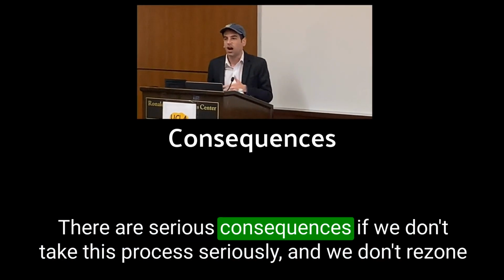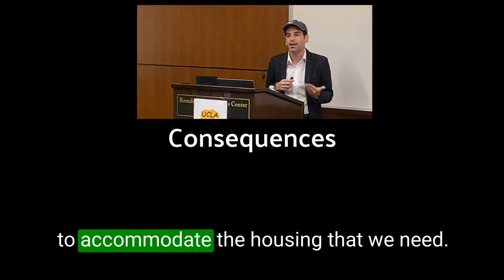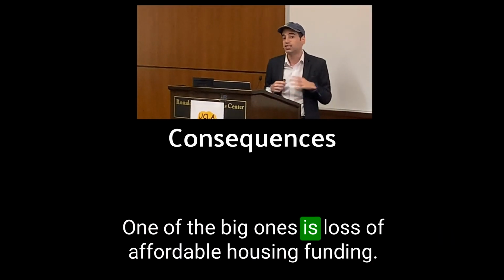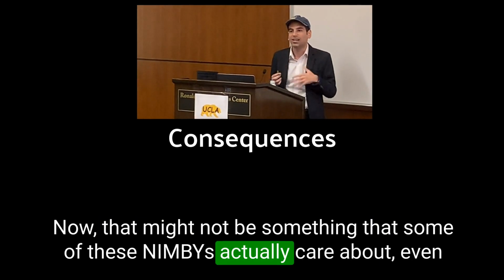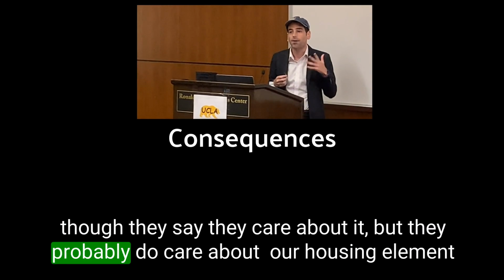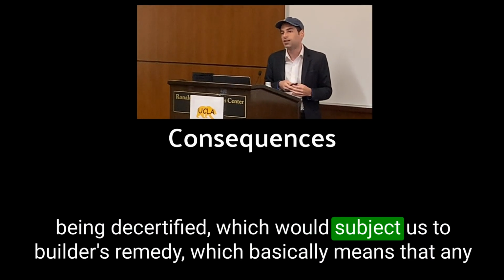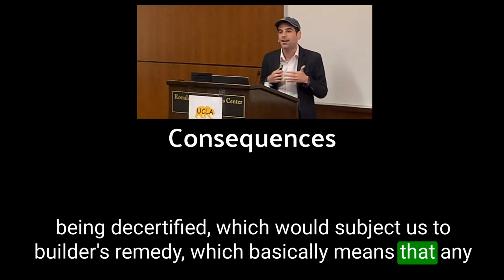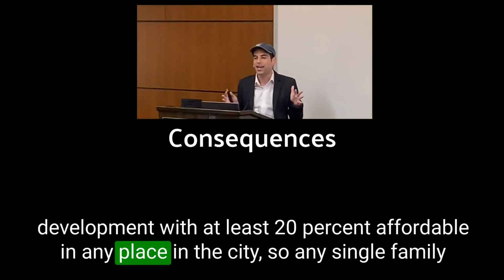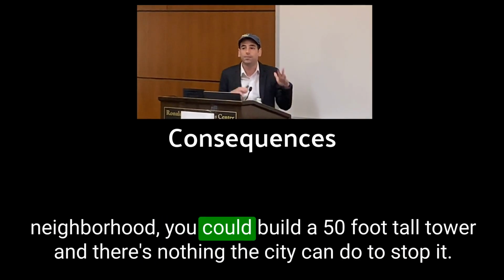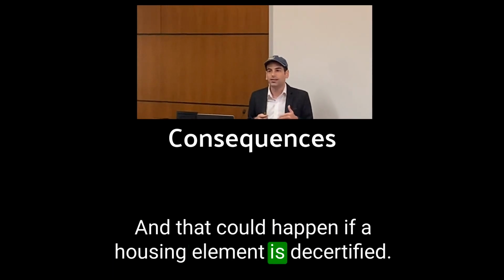There are serious consequences if we don't take this process seriously and we don't rezone to accommodate the housing that we need. One of the big ones is loss of affordable housing funding. Now, that might not be something that some of these NIMBYs actually care about, even though they say they care about it, but they probably do care about the housing element being decertified, which would subject us to builder's remedy. That basically means that any development with at least 20% affordable, in any place in the city, so any single-family neighborhood, you could build a 50-foot tall tower, and there's nothing the city can do to stop it. That could happen if a housing element is decertified.